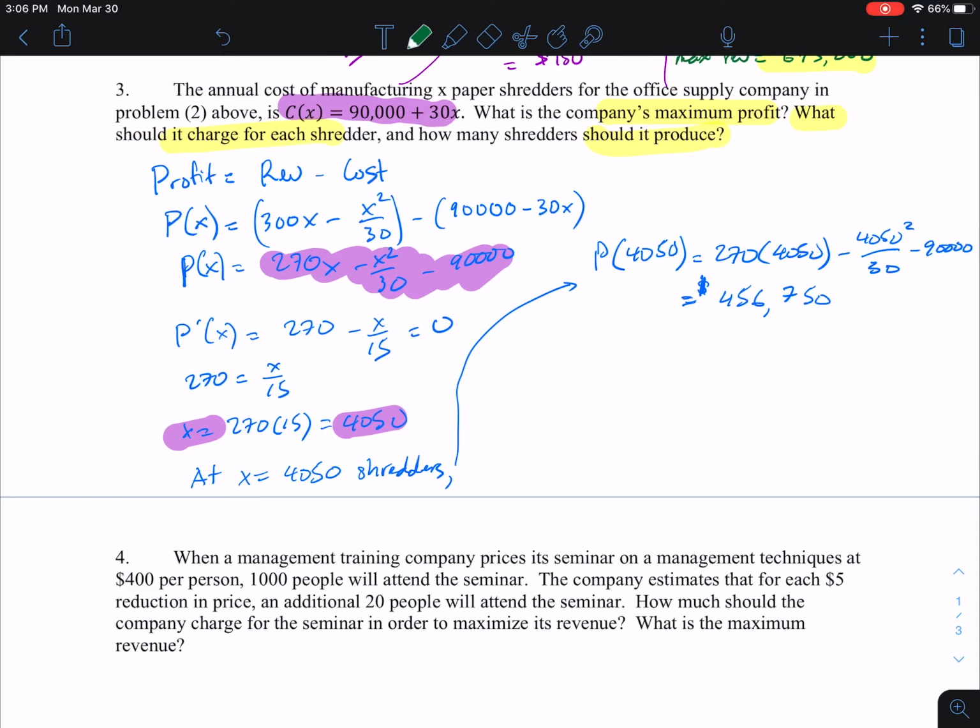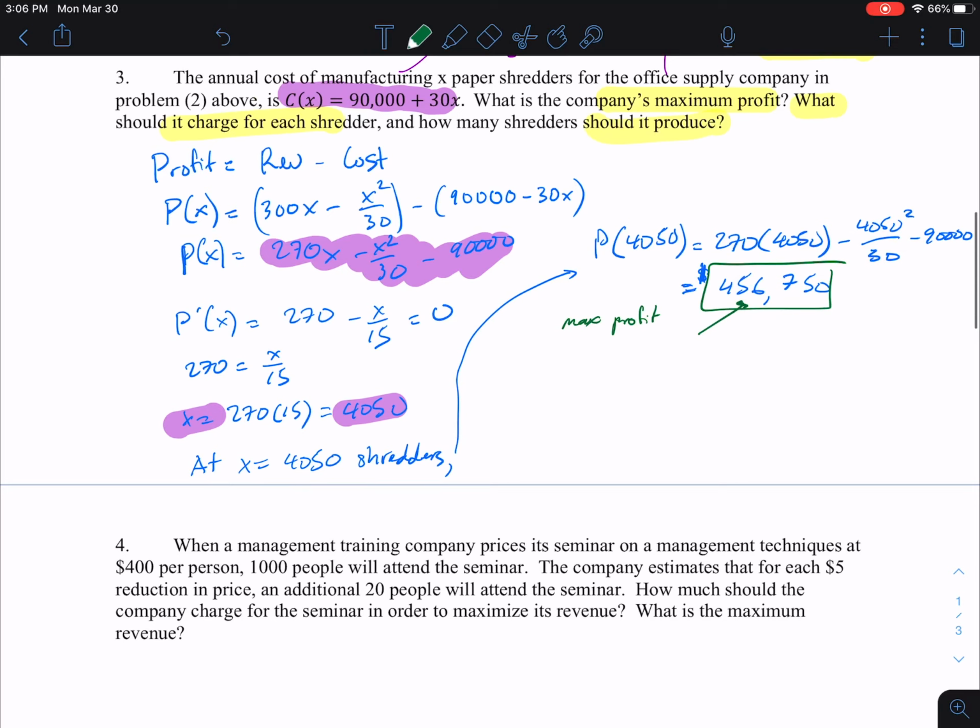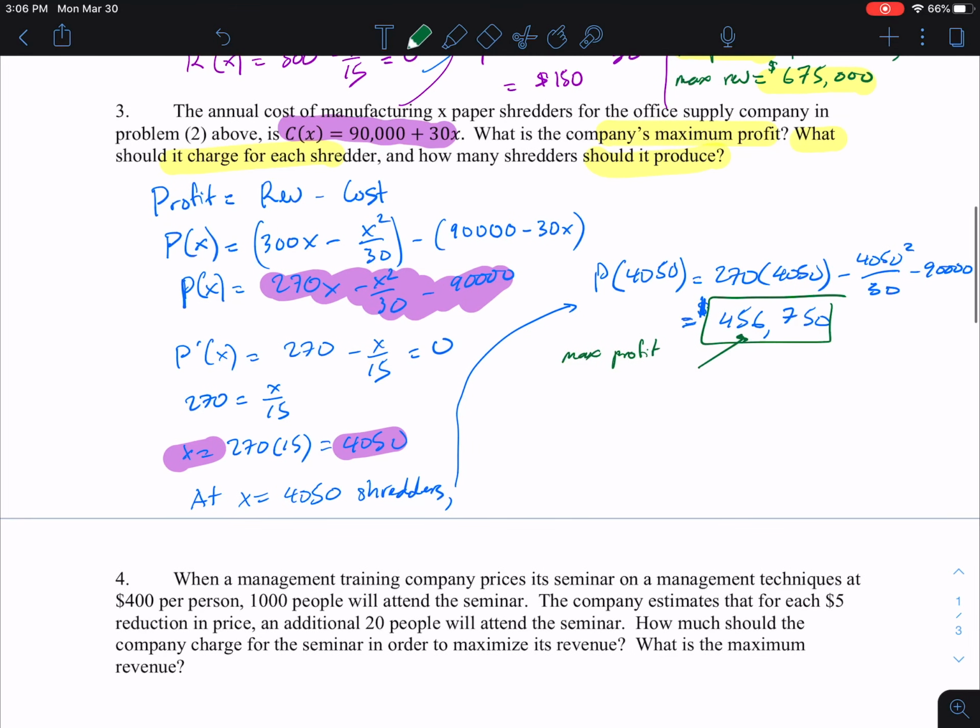So at 4,050 shredders produced, the company will have a maximum profit of $456,750. Okay, and then it's asking how much the company should charge for each shredder.